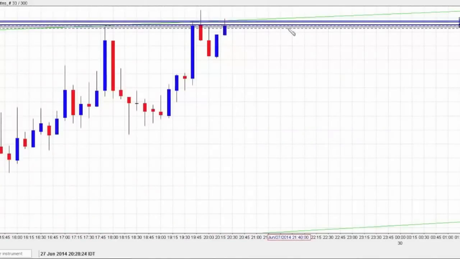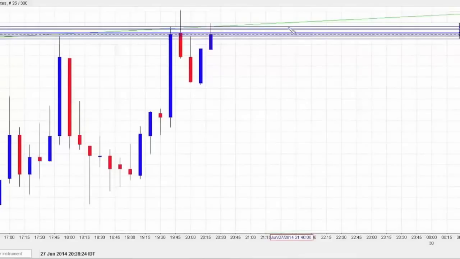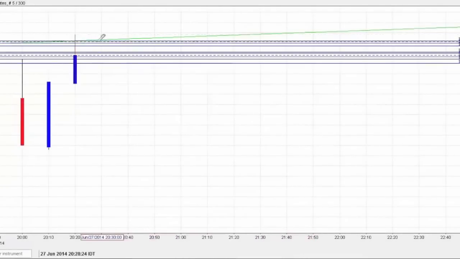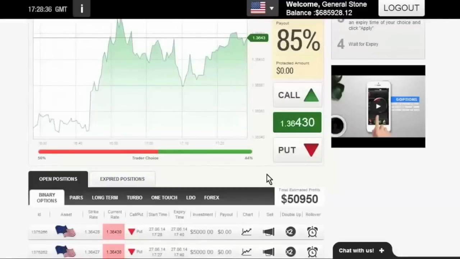I'll just put them actually on the longer term so that it's easier to see. You can see here how my original three are looking solid in the money. Even these right here are also looking nice and positive.